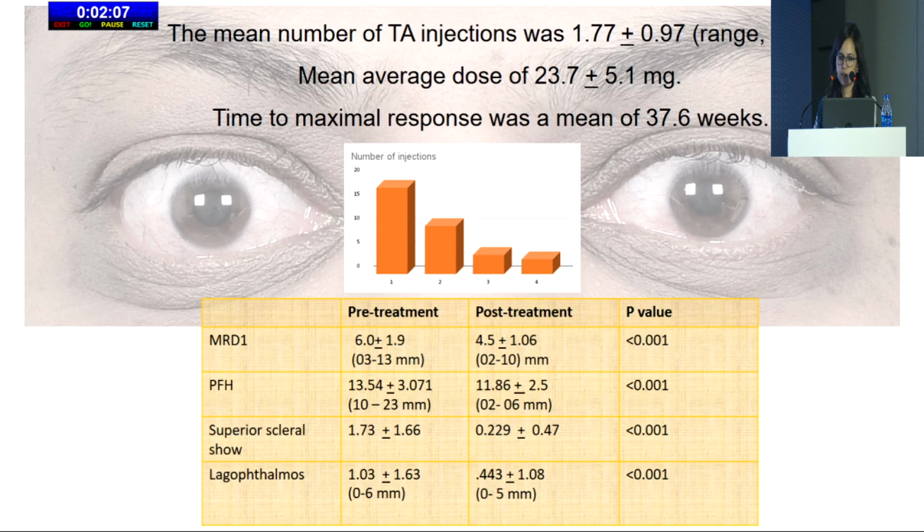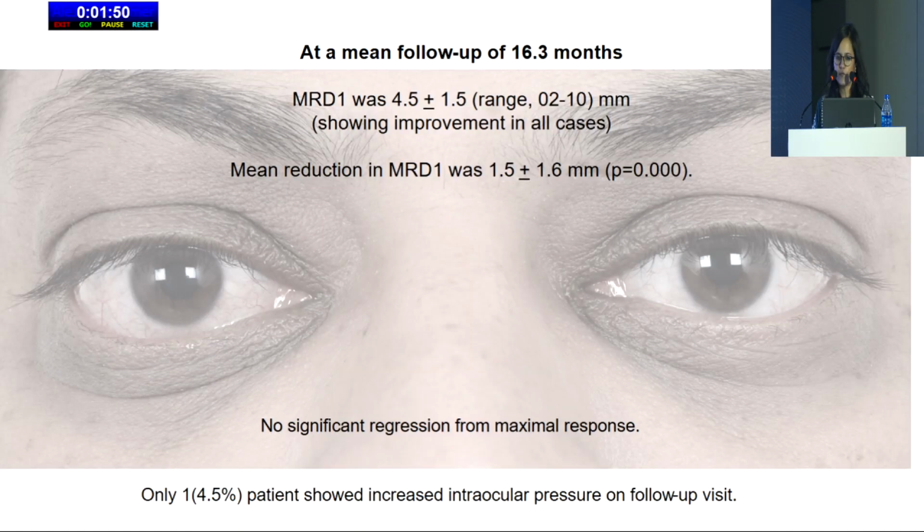Mean average dose was 23.7 milligrams, and time to maximal response was a mean of 37.6 weeks. And all the measurements that we did, MRD1, PFH, superior scleral show, and lag of the globe, all of them had a statistically significant difference pre and post treatment. The mean follow-up was 16.3 months. The MRD1 was 4.5 millimeters, which showed an improvement in all our cases. Mean reduction in MRD1 was 1.5 millimeters.